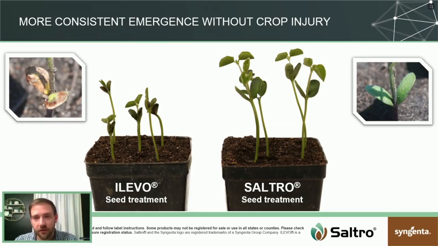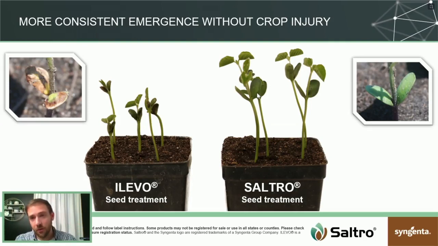So what we see with Saltro is none of that early season stress that you get with Aleva. You don't have to give up that early season emergence and vigor in order to get the SDS protection later. And the picture on the far right of this screen is actually Saltro at 2 times our label rate, and we still don't see any of that phytotoxic effect or the halo effect with Saltro.